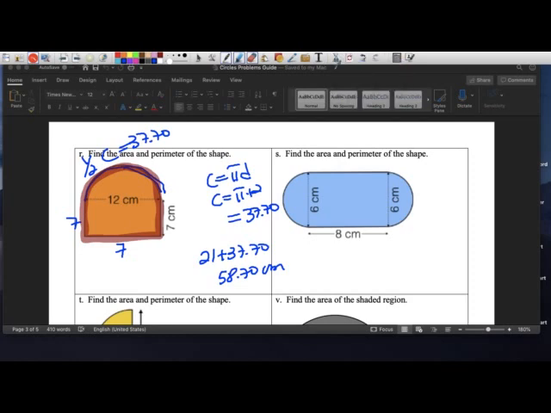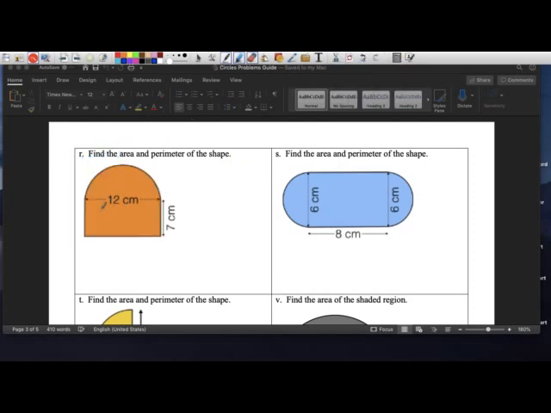The area, I think it's easier. Area is the area of this rectangle at the bottom and the area of a semicircle. So this is half a circle, the top, half a circle. Area, half a circle. So let's do the rectangle. The rectangle is easy. It's 7 times 12, 84 centimeters squared. The area, it's a rectangle, base times height.